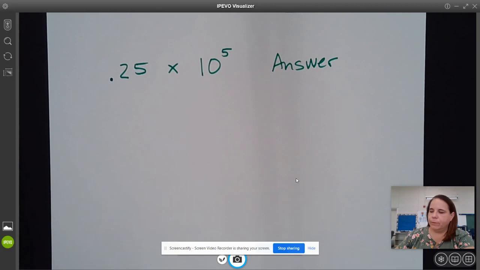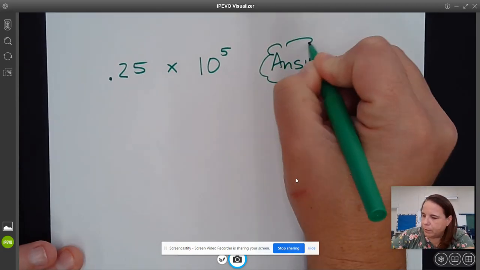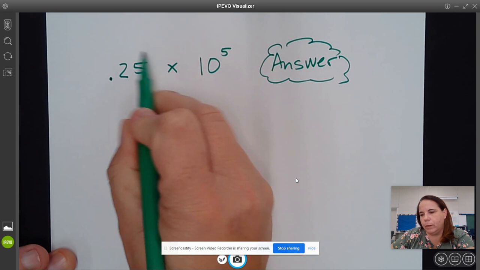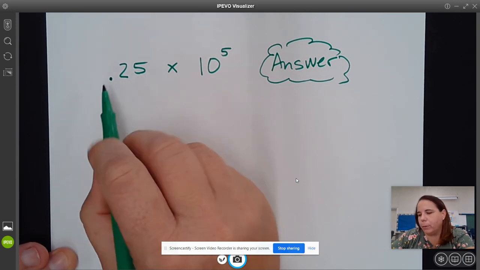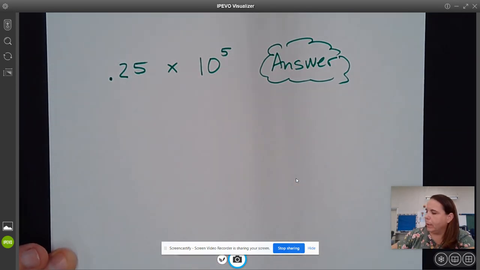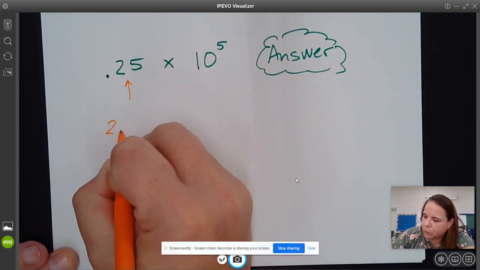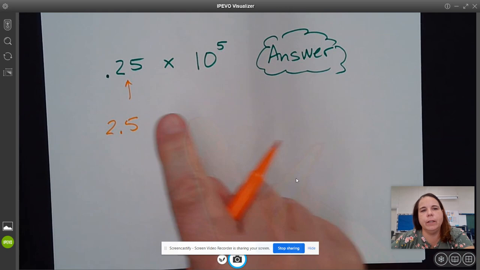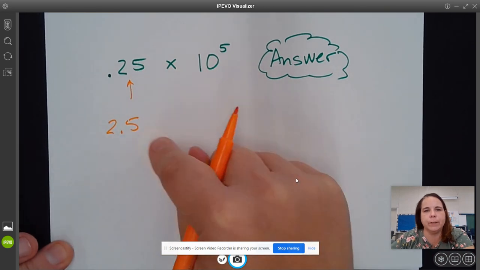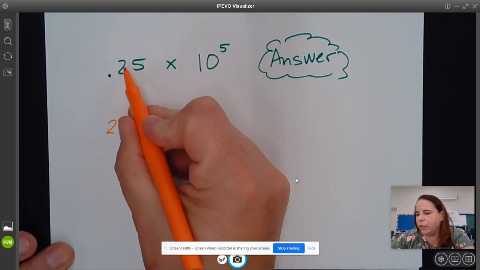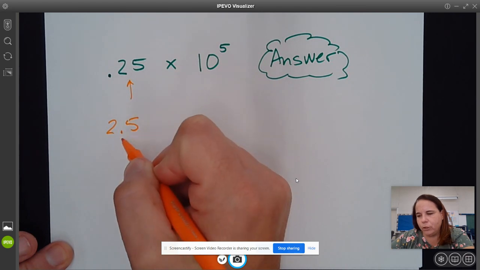Okay, so let's say we got this for our answer, right? Well, this is non-scientific notation, all right? But if we were able to put the decimal here, if we could have 2.5, then this front number would be ready for scientific notation. Well, how can we change 0.25 to 2.5?